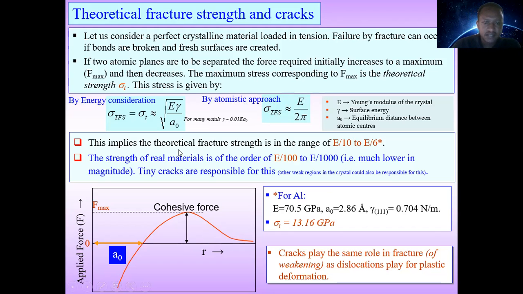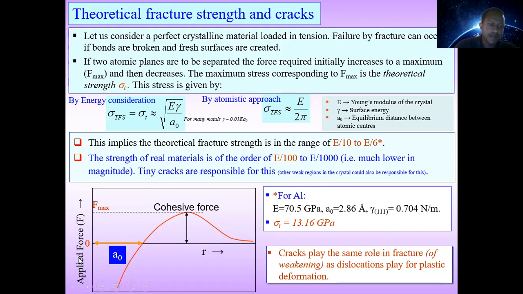This implies that the theoretical fracture strength is in the range of Young's modulus over 10 to Young's modulus over 6. The strength of real material is of the order of E over 100 to E over 1000, which is much lower in magnitude. Tiny cracks are responsible for this. This statement can be shown here.